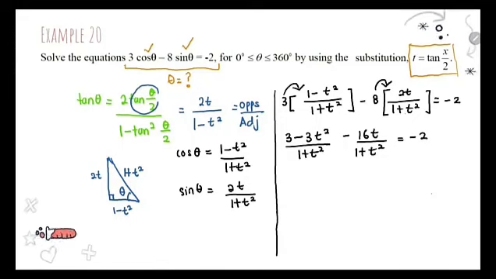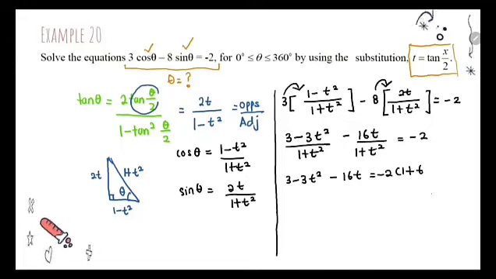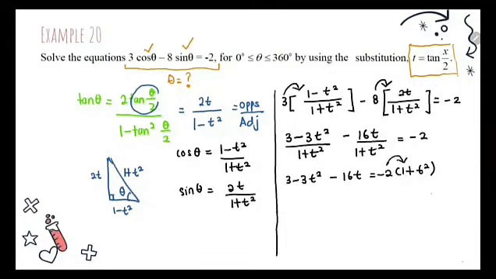Next, we're going to equate the denominator by multiplying every term with 1 plus t square. Now we're going to expand negative 2 multiply 1 plus t square. We're going to arrange here negative 3t square. Negative 2 multiply t square on the right hand side will give us negative 2t square. If we transfer this to the left hand side, this will become positive 2t square.